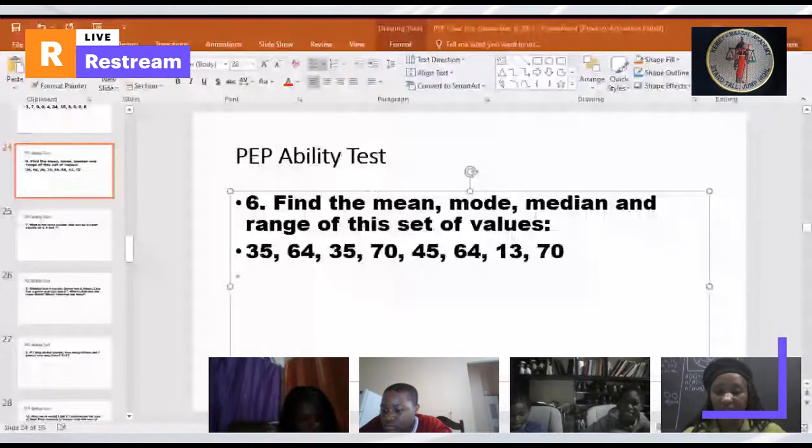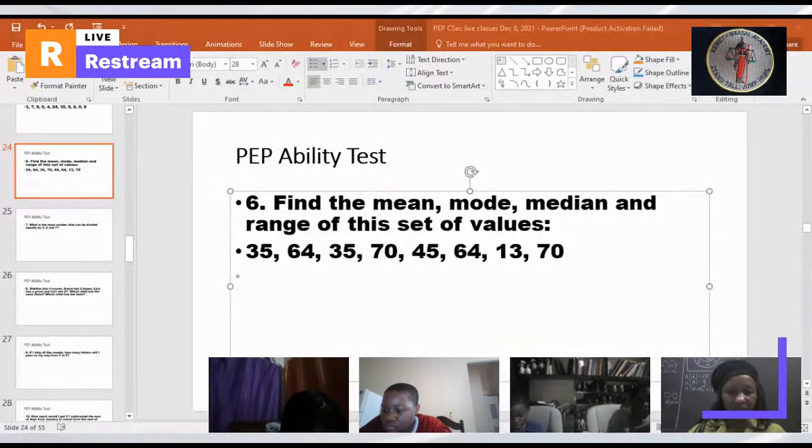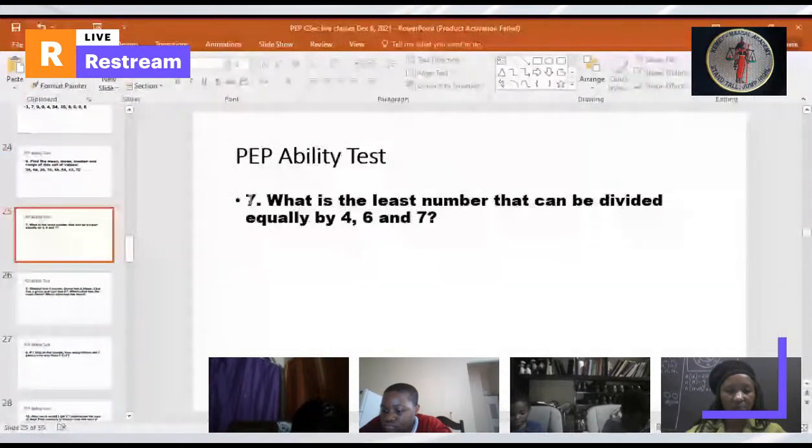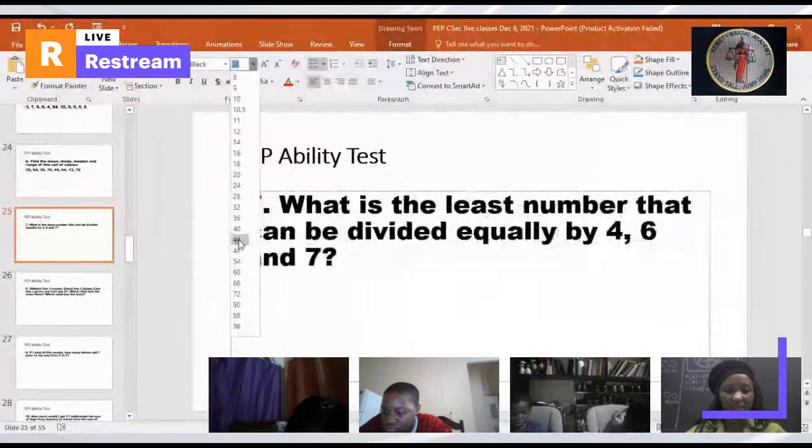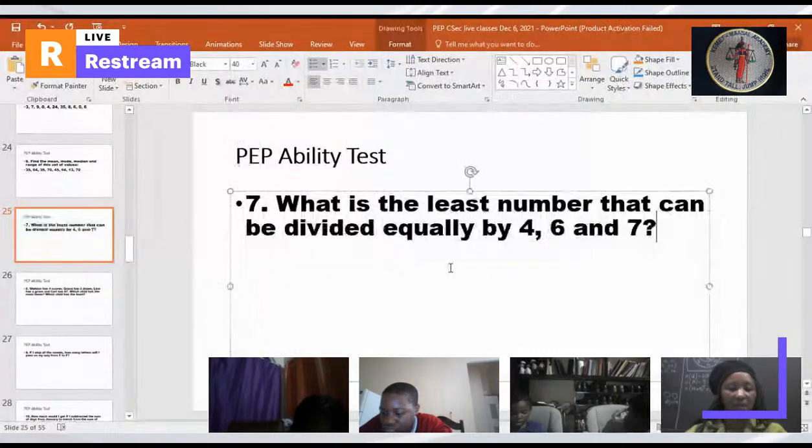Okay. 70 minus 13, and that gives 57. Here we go. Now, what is the least number that can be divided equally by 4, 6, and 7?